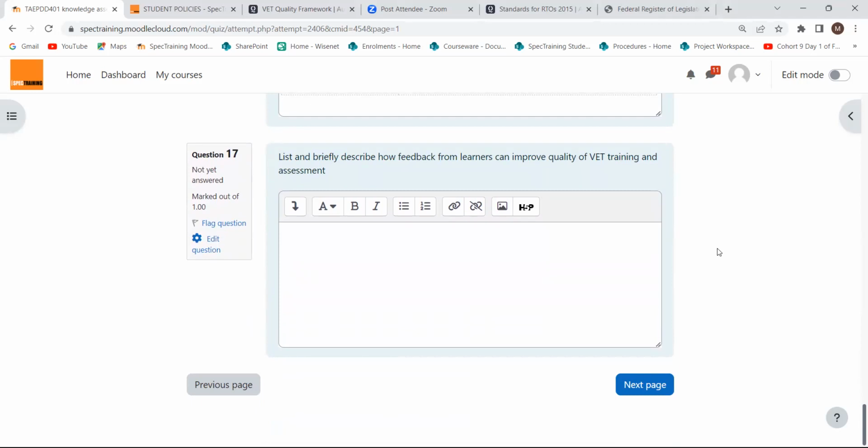If a learner had feedback around the instructions on an assessment item, well, the RTO could note that feedback and then make changes to the assessment instructions going forward, so there was more clarity. All right, so there's a couple of examples that you could use there, and you can certainly think of other examples as well that come to mind and drop them in there.